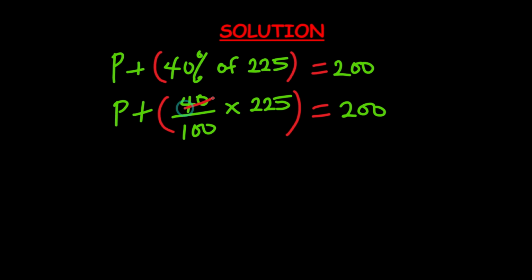40 divided by 4 gives 10. 100 divided by 4 gives 25. 225 divided by 25 gives 9. 10 times 9 is equal to 90.